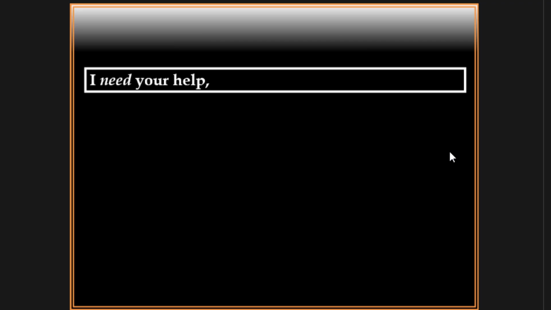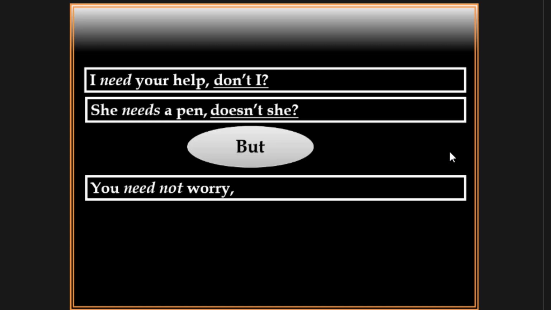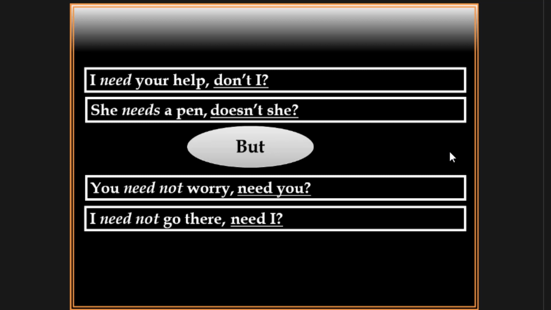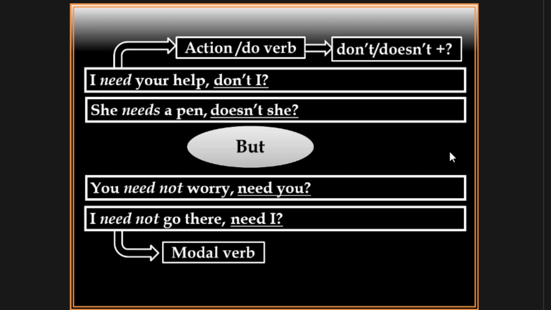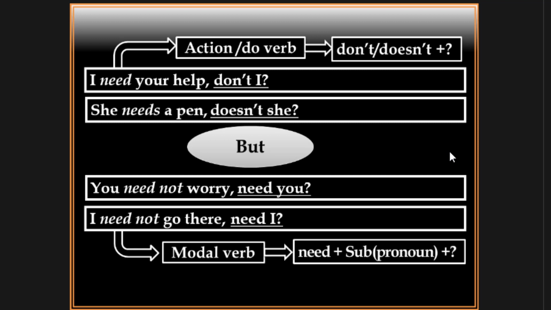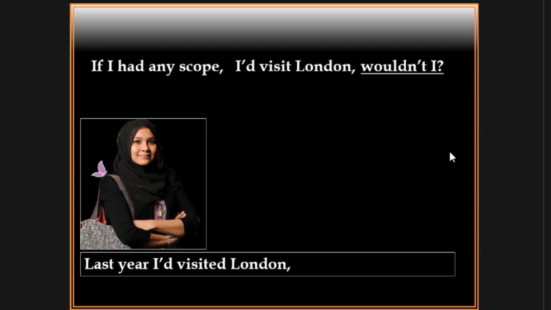I need your help. Don't I? She needs a pen. Doesn't she? But you need not worry. It will be need you? I need not go there. It will be need I? Here, need is an action or do verb. That's why we have to use don't or doesn't. Here, need is a modal verb. So we have to use need plus pronoun of the subject. If I had any scope, I would visit London. Wouldn't I? Last year, I had visited London. Hadn't I?